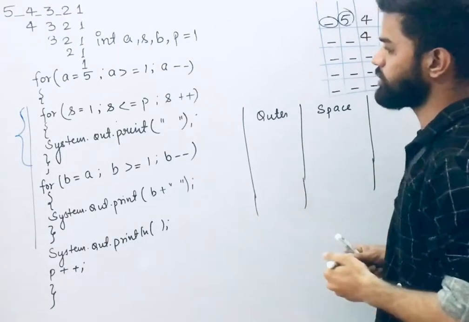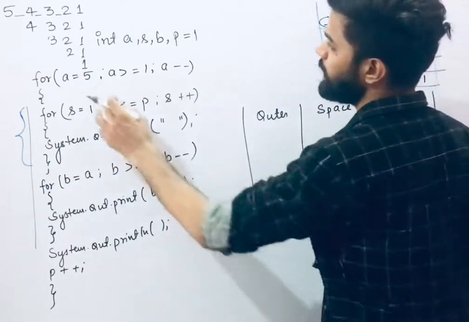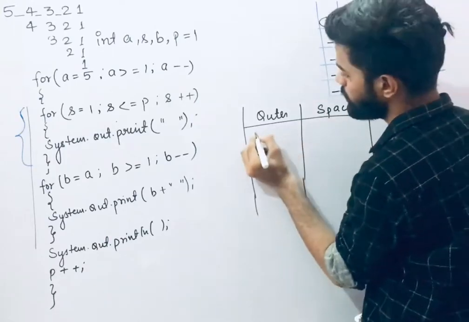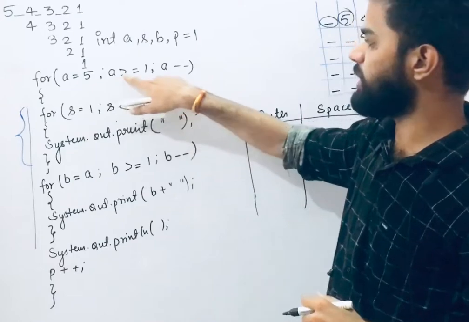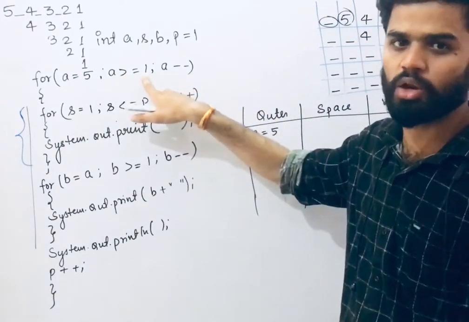Now you all need to consider this very carefully. In the beginning of the program, a equals 5. Clear? In the outer loop, the value of a is 5. Now 5 is greater than or equal to 1. Obviously the condition is true, 5 is greater than or equal to 1.